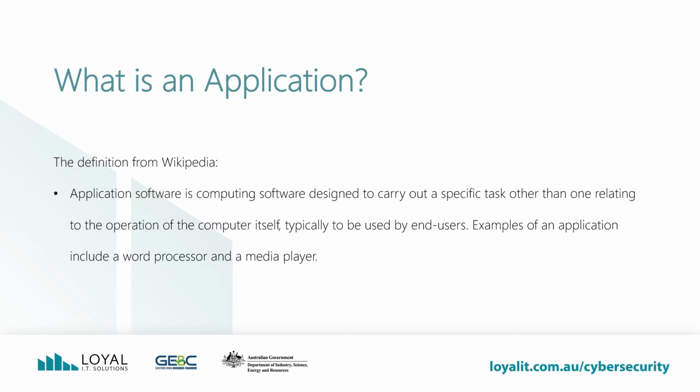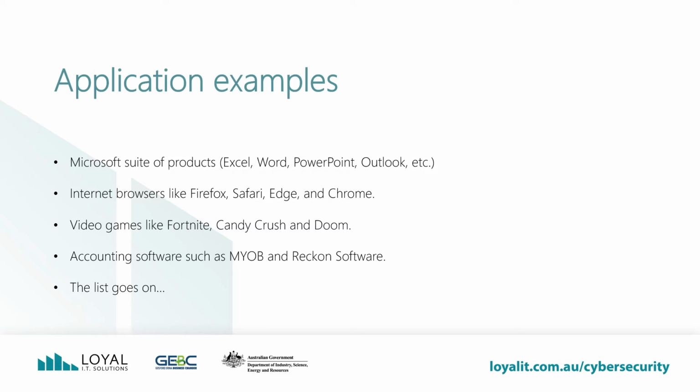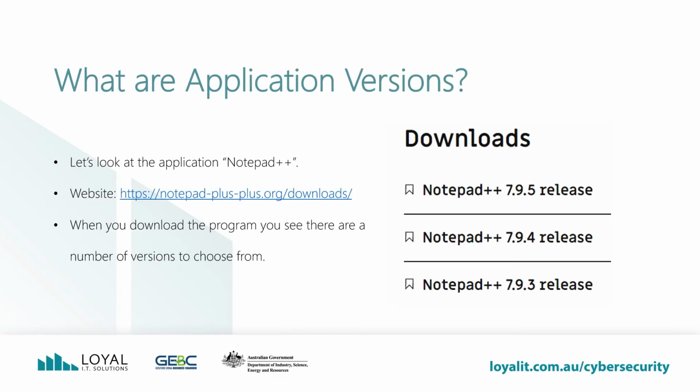Applications are installed on top of the operating system. The operating system controls the computer and the application performs a specific task on the computer. Any software you install on a computer is an application. Some examples are the Microsoft suite of products like Excel, Word, PowerPoint, Outlook, etc. Internet browsers like Firefox, Safari, Edge, and Chrome. Video games like Fortnite, Candy Crush, and Doom. Accounting software such as MYOB and Reckon, and the list goes on. Now you are familiar with what applications are, we'll have a look at what versions mean.